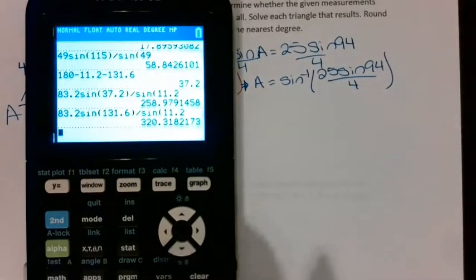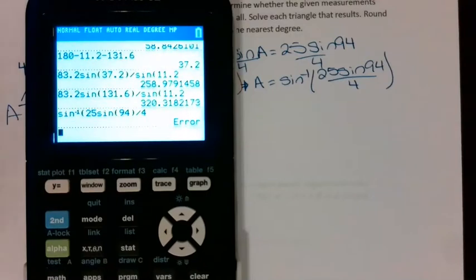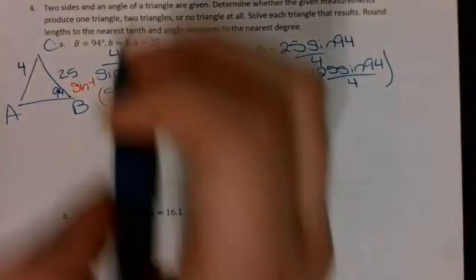So, nope. Sine inverse of 25 sine 94, close the parentheses, divide by 4. What? This one gives me an error, so there is no triangle.